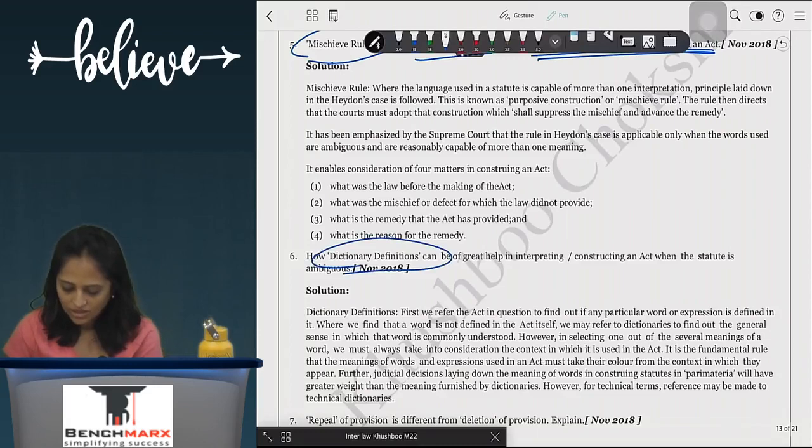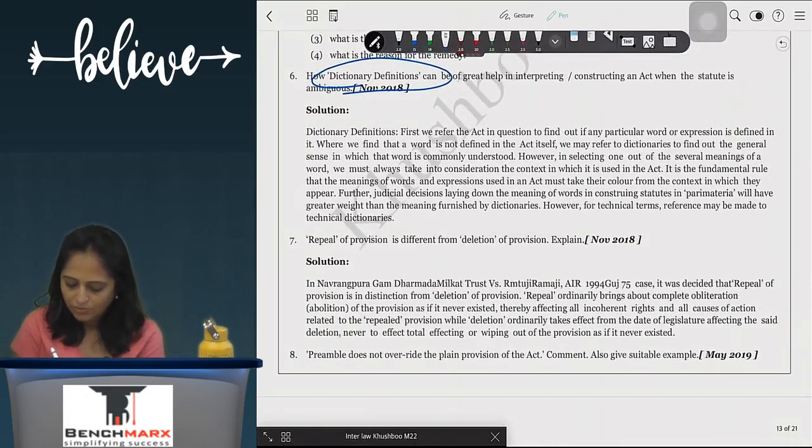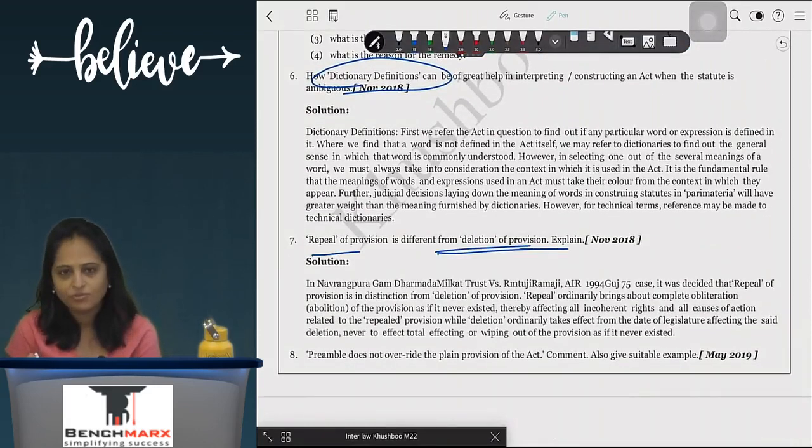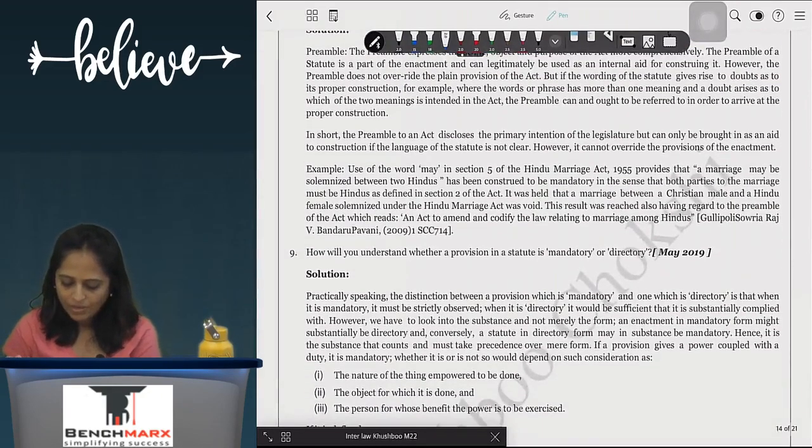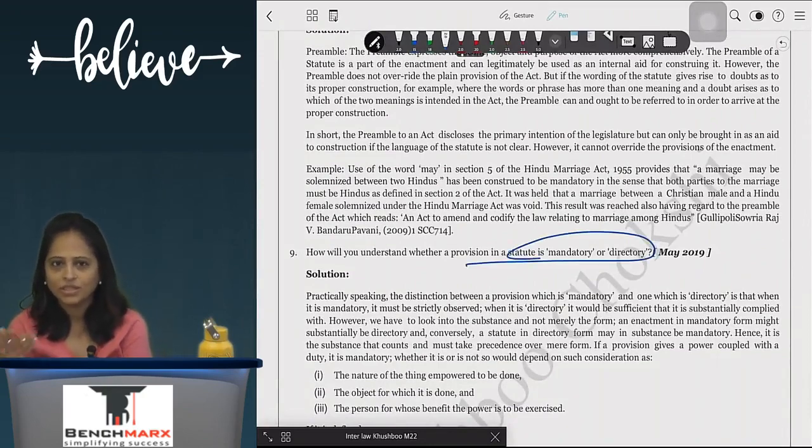Dictionary definition and interpretation. Repeal of provision is different from deletion of provision. Again the same thing that we discussed. Preamble does not override plain provisions. How will you understand provision is mandatory or directory? इतना simple question कितनी बार पूछा है देखो.